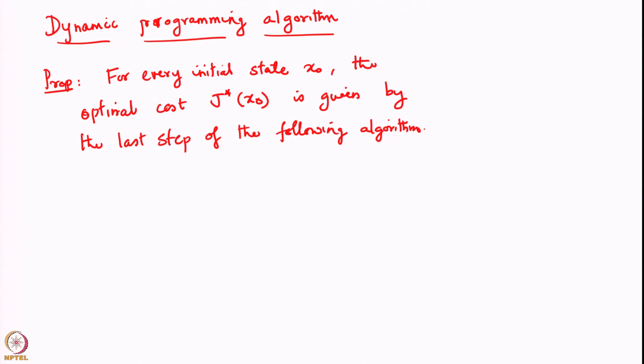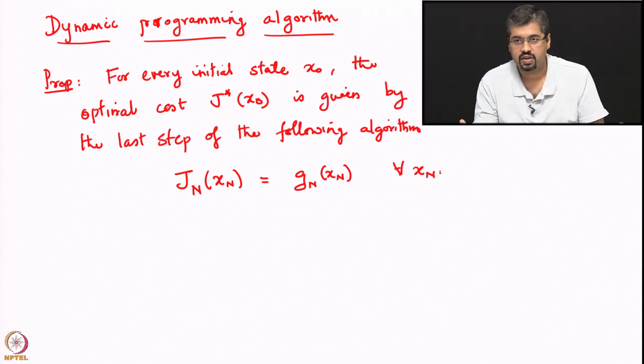And what is the algorithm? This is actually the dynamic programming algorithm. Well, what one does in this algorithm is the following. One proceeds backwards in time. Okay. So you define Jn of xn in the following way. You define Jn of xn as simply the terminal cost, which is gn of xn, and we write this for all xn. Remember we need to write this as a function. So Jn of xn is declared to be identically equal to gn of xn, for all values of xn.